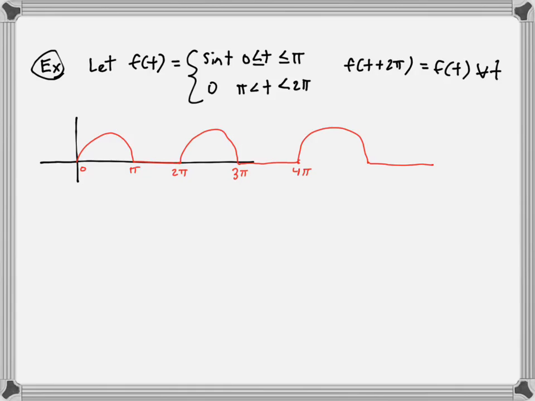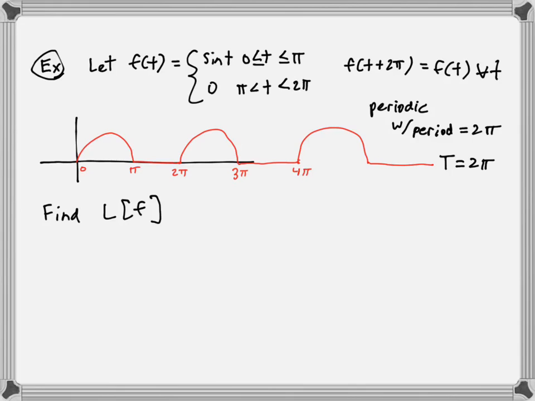So what would the period here be? Well, it should be obvious by the definition that this is periodic with period equal to 2 pi. So this means that capital T is equal to 2 pi. Okay? So what I would like us to do is to calculate the Laplace inverse, or sorry, not the Laplace inverse, the Laplace of f. Okay? So let's calculate the Laplace of f.